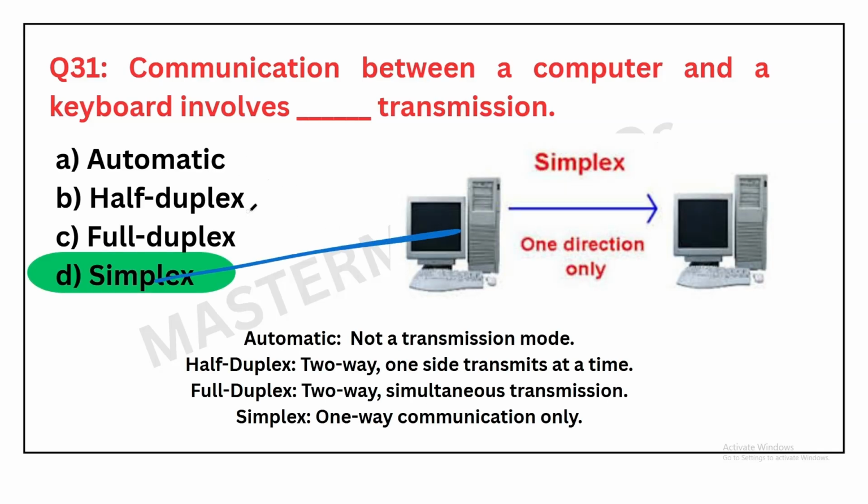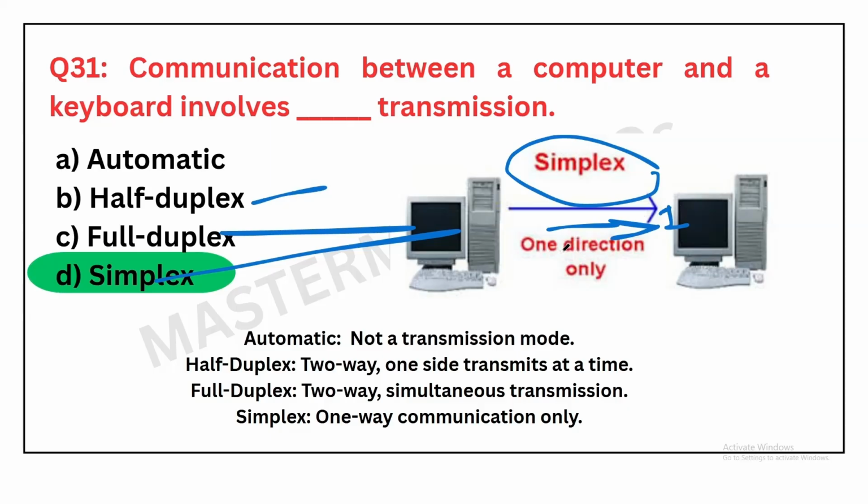Half duplex allows two-way communication, but data can travel in only one direction at a time, like in walkie-talkies. Full duplex enables simultaneous two-way communication, such as in telephones. Simplex supports one-way communication only, like when a keyboard sends input to a computer.